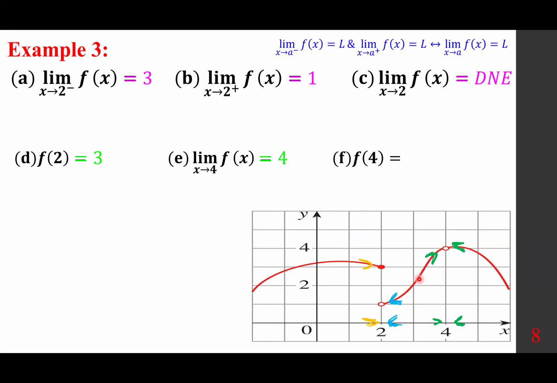So the two are identical. They are both moving towards the same point. They never get there. So the limit is 4. And f of 4, we don't have a solid point. It's undefined.